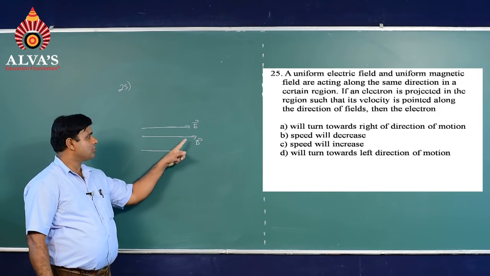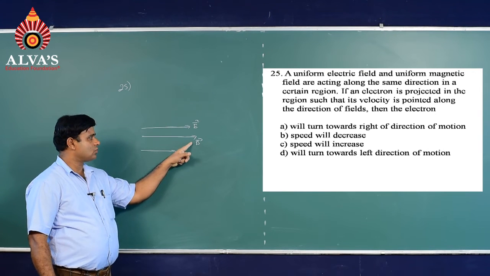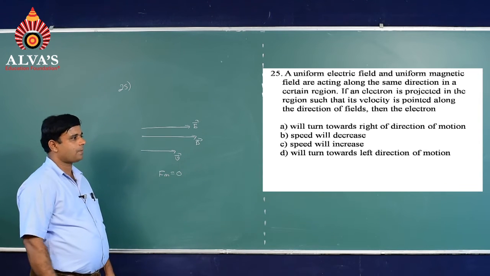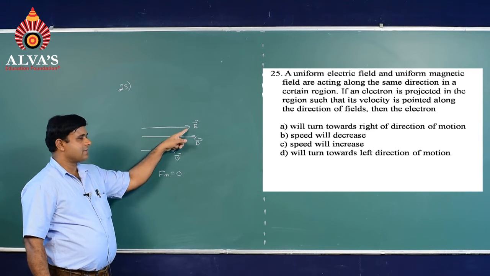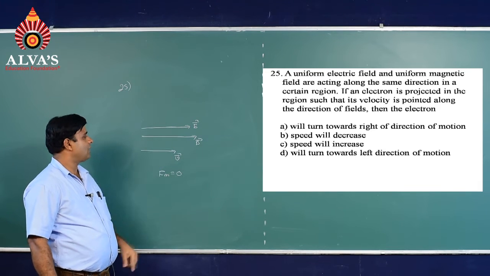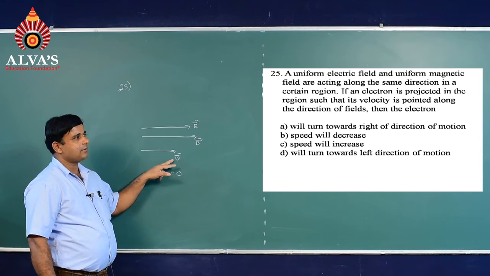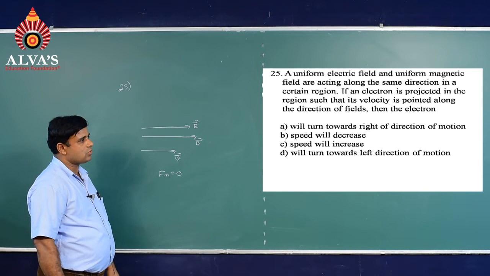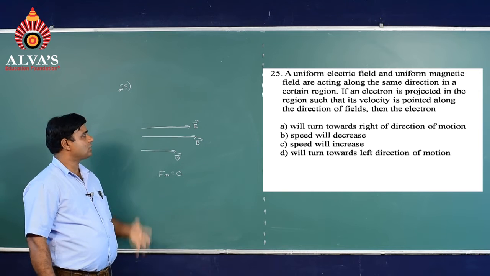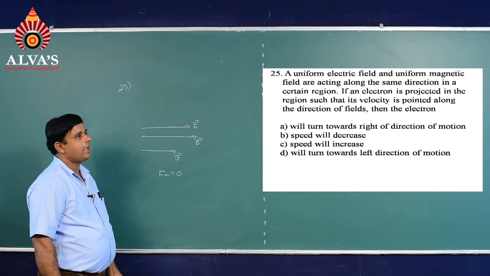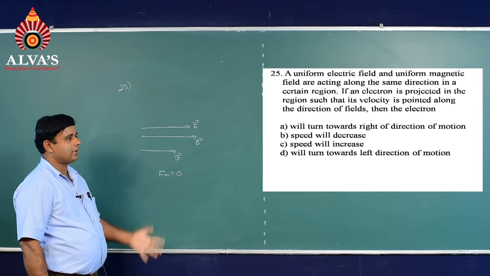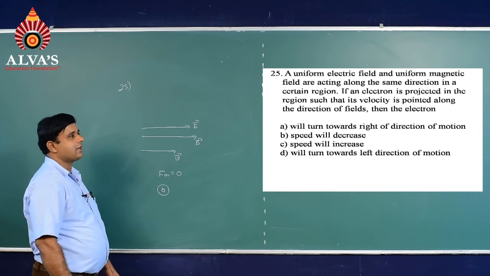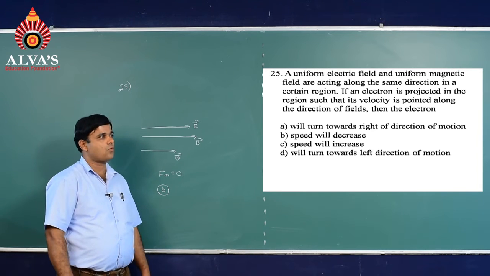Whenever a particle moves parallel to the magnetic field, there is no magnetic force. Magnetic force equals 0, but it experiences electric force. Since the particle is negatively charged, it should experience force opposite to the direction of the electric field, hence its speed goes on decreasing. So, the answer should be B, its speed decreases due to electric force.